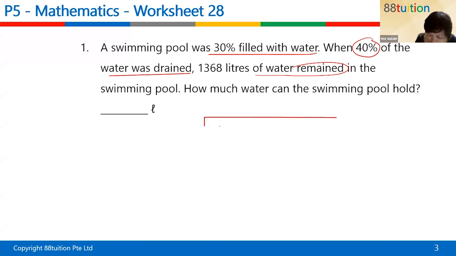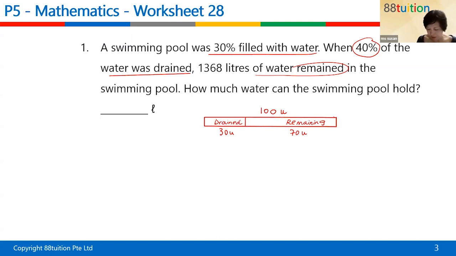So let's say this is a model of 100%, and 100% is technically using 100 units. And this is 30% that is filled with water, which is 30 units. And this is 70 units, which is called the remain. Right? So this is the remaining. And for the remaining, this one is being drained out.